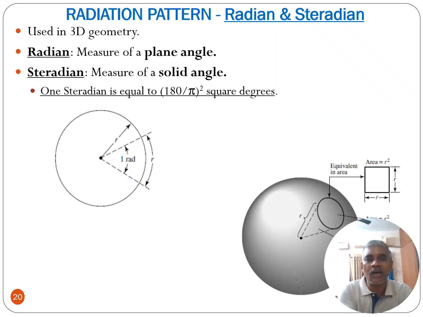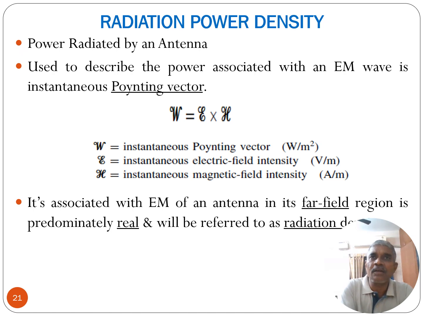Now we can see two more parameters, the radian and the steradian, because they are used in three-dimensional geometry. The measure of plane angle is the radian, and the measure of solid angle is the steradian. We can use the conversion with the help of the radian and steradian. One steradian with respect to angle is (180 by pi) whole squared degrees. So out of the 16 antenna parameters, we came to know mainly the radiation pattern.